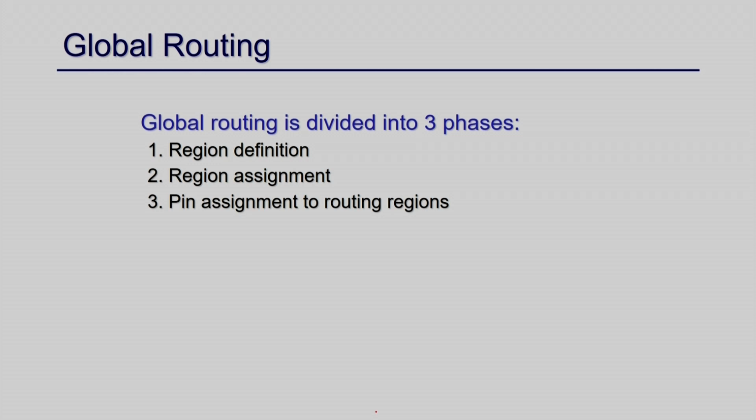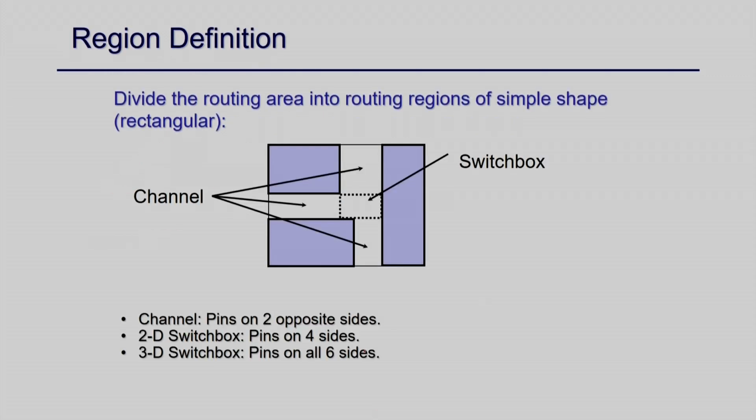Now I will define the global routing problem. Basically global routing has three phases: region definition, region assignment and pin assignment. So, what is region definition? The part of the circuit which is between two blocks is called a channel. So, this is a channel, this is also a channel, and this is a switch box, because it has multiple ports. The data can come from this side as well as this side, so it has 4 inputs. A channel has data coming from only 2 sides, and that is the difference between a channel and a switch box. Based on that routing area, you decide the channel number.